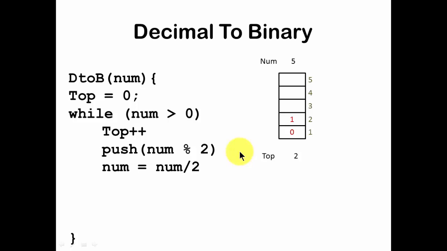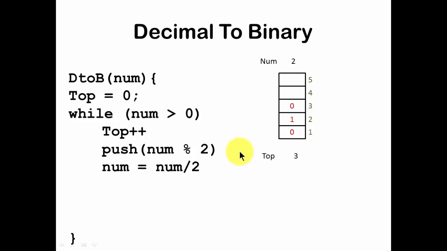Number is further reduced. 5 upon 2 is equal to 2.5. But you know that 5 is an integer, 2 is an integer. When two integers are operated upon in any programming language, they will always result in an integer output. From 2.5, we will take away 0.5 and we will take 2 as the integer portion. So the new value for num will be 2. 2 is greater than 0, top plus plus. 2 divided by 2 is 0 remainder. So 0 will be inserted at 3.